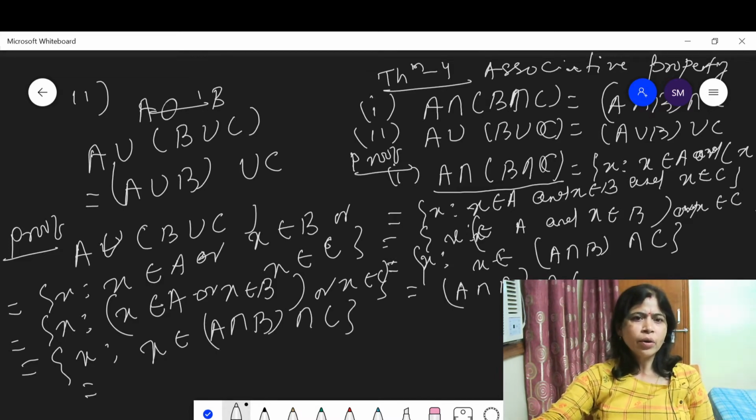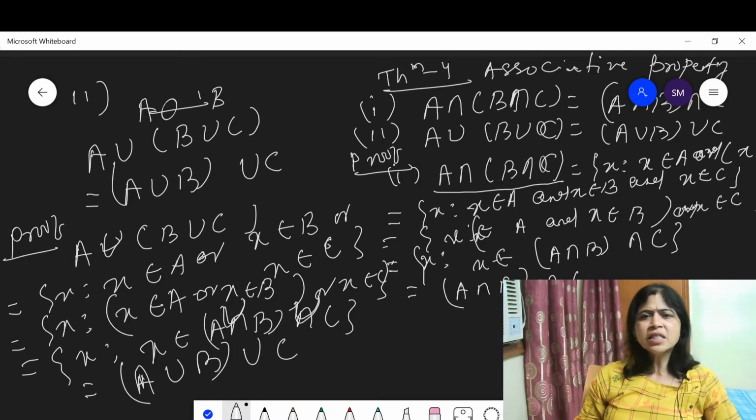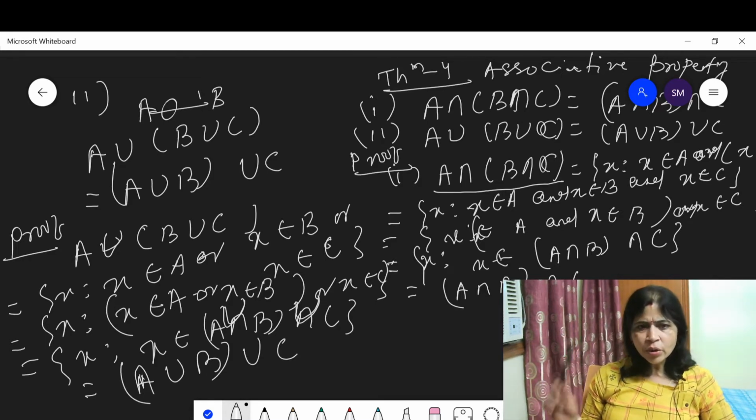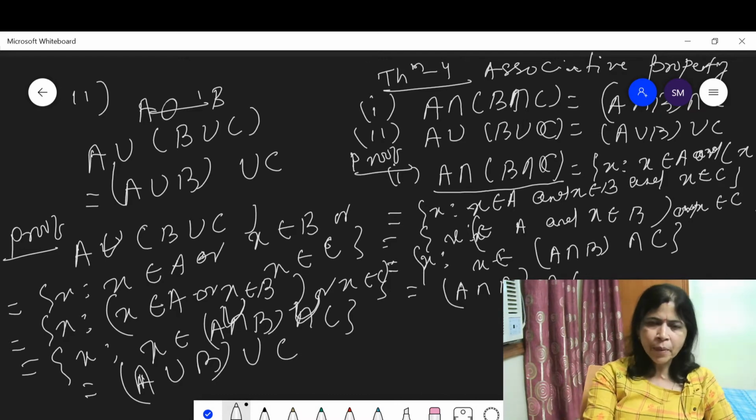Here we take union. A union B and union C. This means A union B union C is equal to A union B union C. This means intersection and union satisfy the associative property.